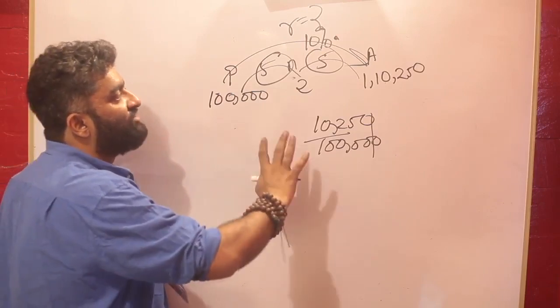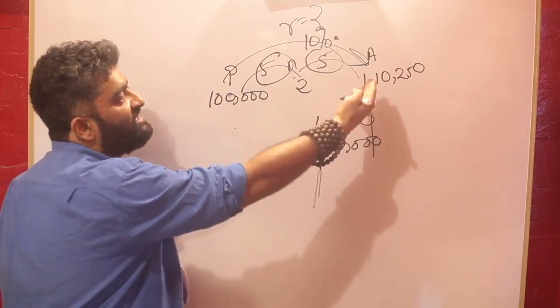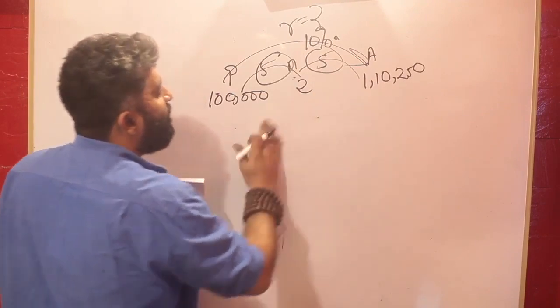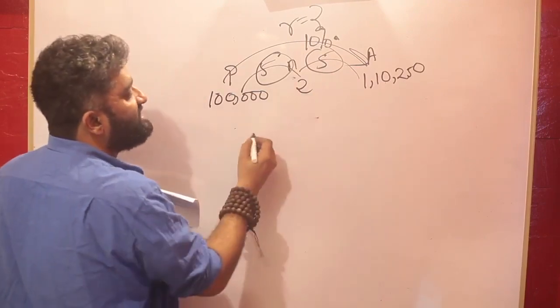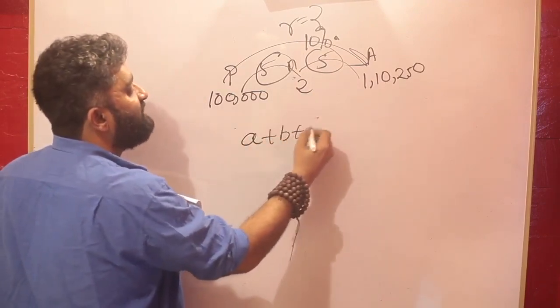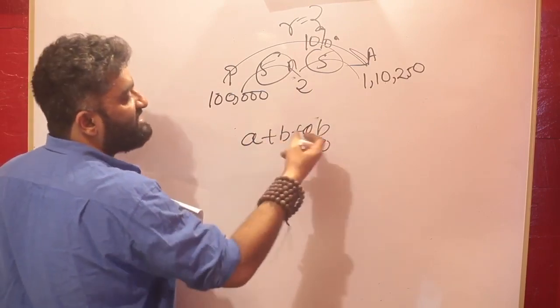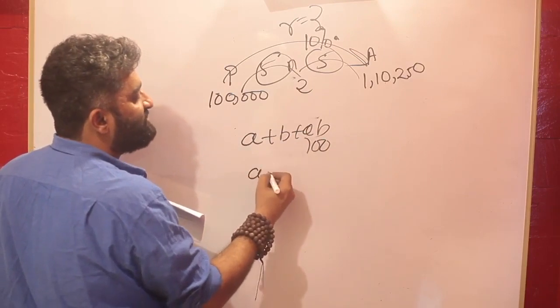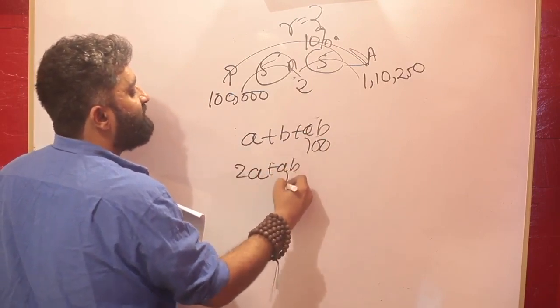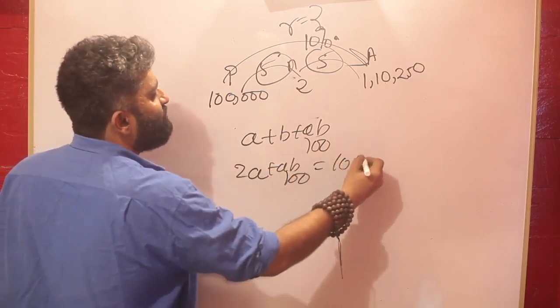But this is just an introduction, that looking at the overall percentage change, or also remembering that in 2 years it is nothing but a case of A plus B plus AB upon 100, successive percentage change. And in this case A and B are the same because the same rate. So 2A plus A squared upon 100 is equal to 10 point something, right?